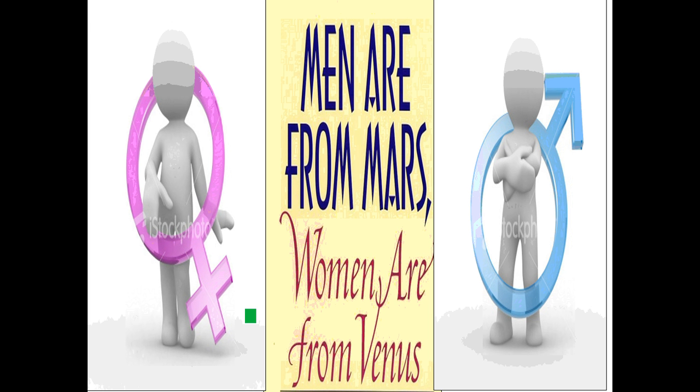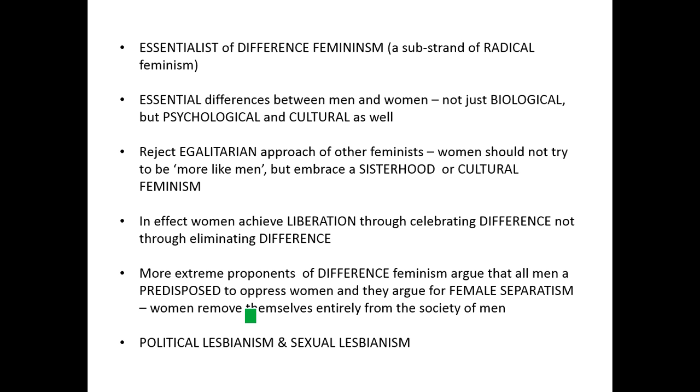However, there is a small substrand of radical feminists called essential or difference feminists who are non-egalitarian, who would argue that there are essential differences between men and women, similar to the title of the book, Men Are From Mars and Women Are From Venus. These essential or difference feminists argue that there are essential differences between men and women, not just biological, but also psychological and cultural as well. They reject the egalitarian approach of other feminists.